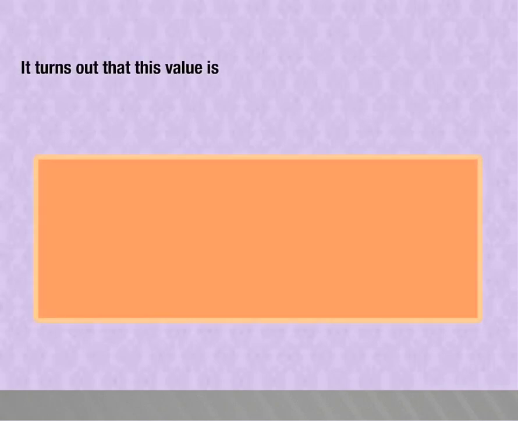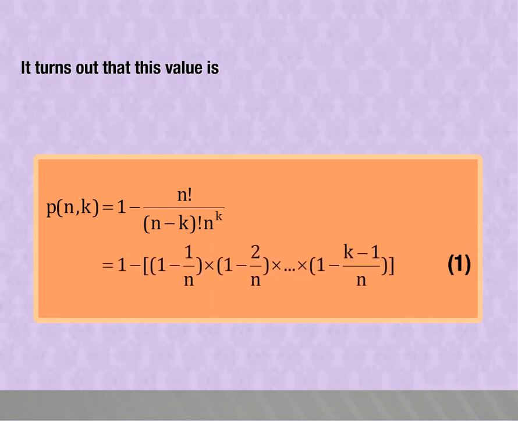It turns out that this value is p of n comma k is equal to 1 minus n factorial divided by (n minus k) factorial into n power k, which is equal to 1 minus (1 minus 1 by n) into (1 minus 2 by n) into and so on up to (1 minus (k minus 1) divided by n).